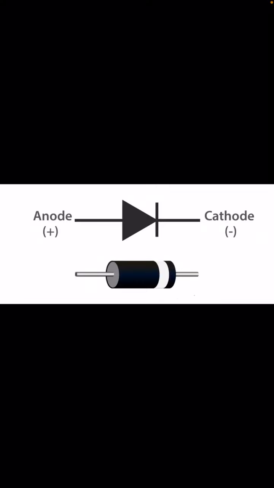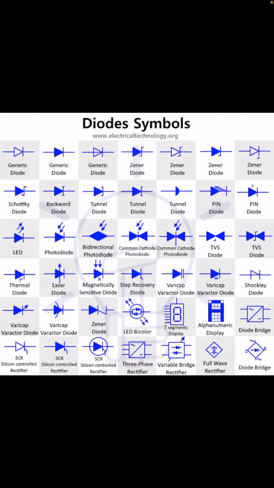So welcome again. Today we are going to discuss the PN junction diode. As you can see here, this is the symbol of a diode. It has two electrodes. That's why it is called a diode. One is the anode and one is the cathode. And there are many kinds of diodes, and you can see there are so many symbols shown here.